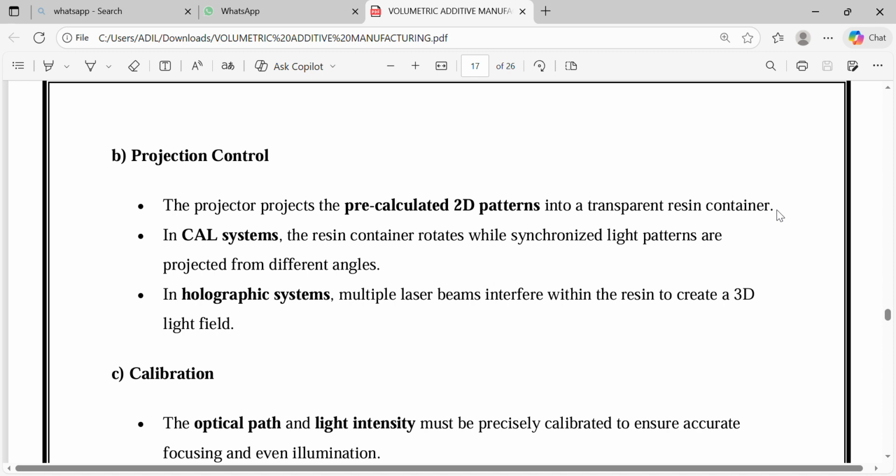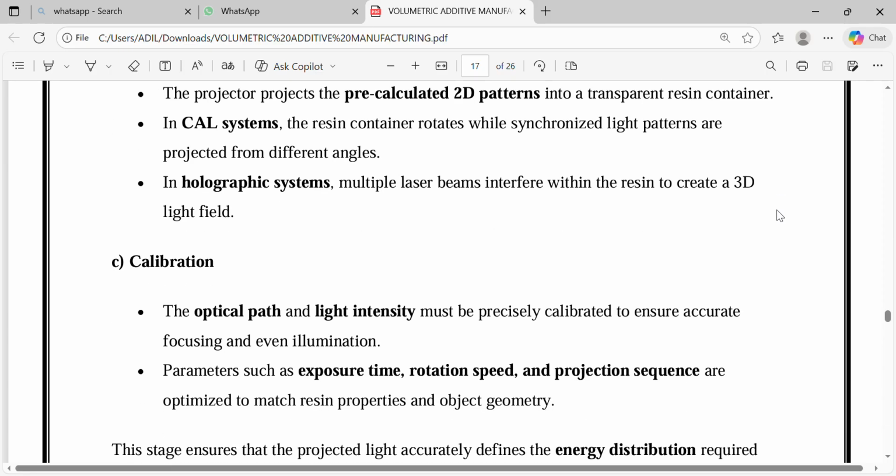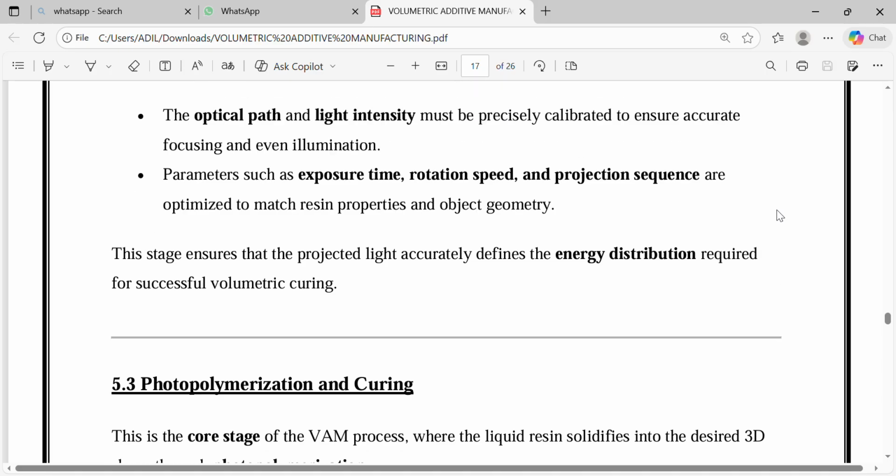Calibration. The optical path and light intensity must be precisely calibrated to ensure accurate focusing and even illumination. Parameters such as exposure time, rotation speed, and projection sequence are optimized to match resin properties and object geometry. This stage ensures that the projected light accurately defines the energy distribution required for successful volumetric curing.